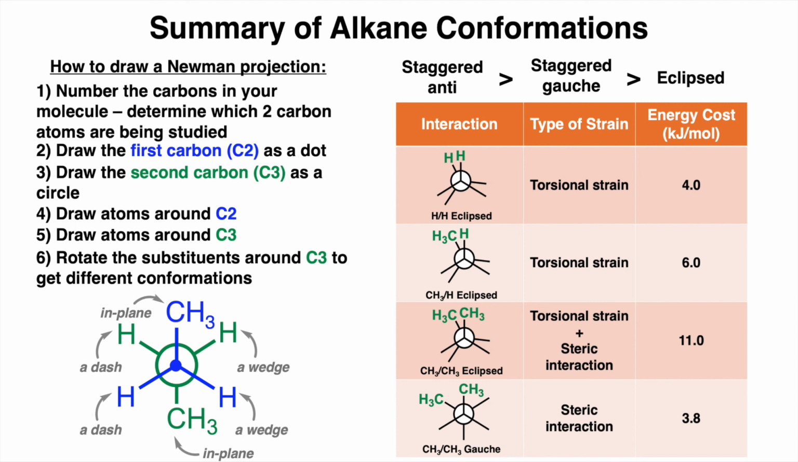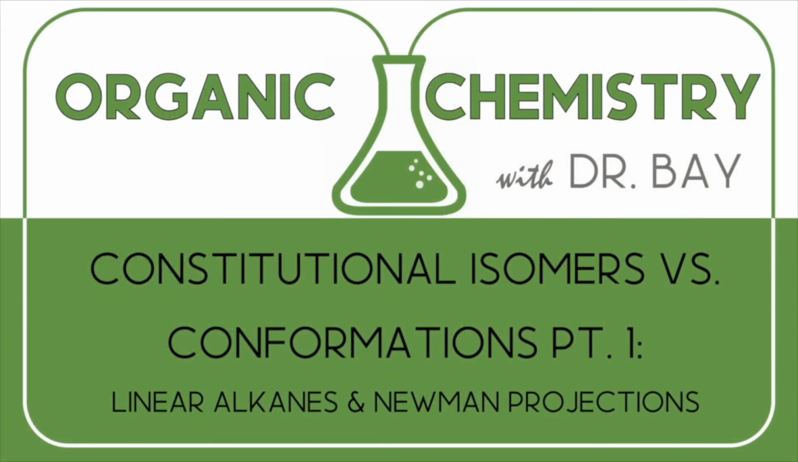And based on stability, the staggered anti-conformation is most stable, followed by staggered gauche and the eclipsed conformations as least stable. And this stability is due to two types of strain energy, torsional strain and steric interactions, which can be broken down into their energy costs in the table shown in orange. Organic.